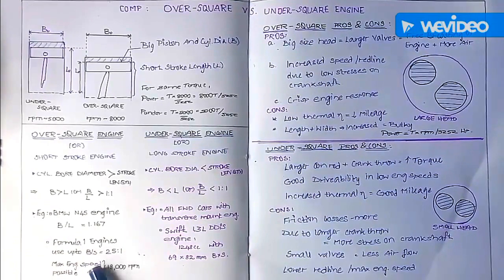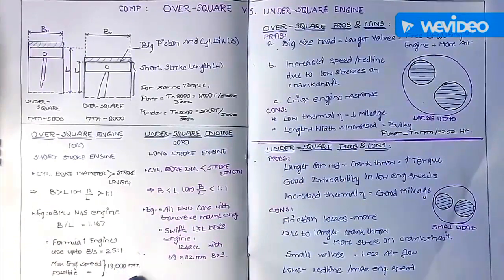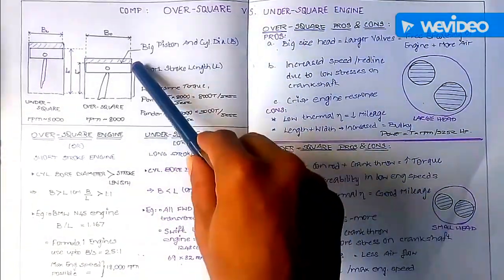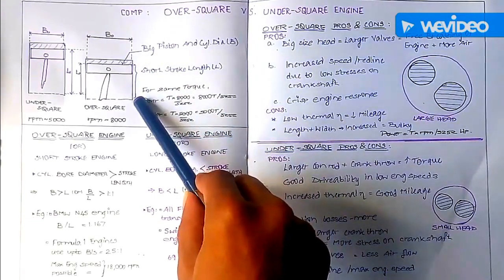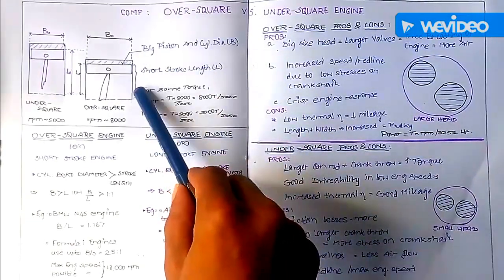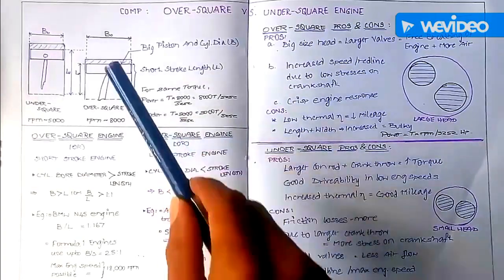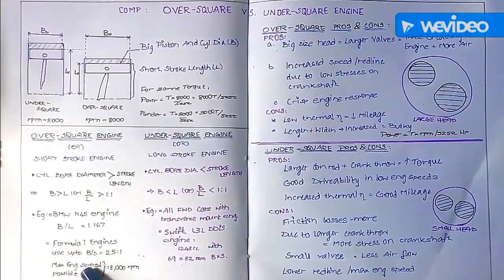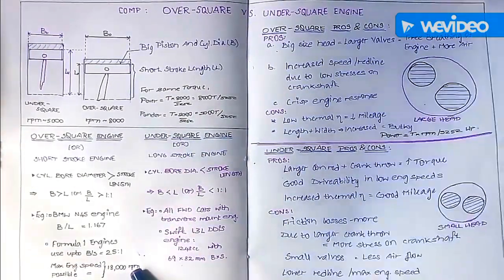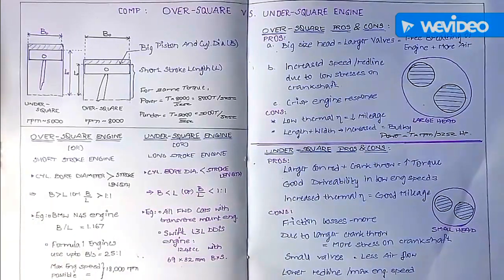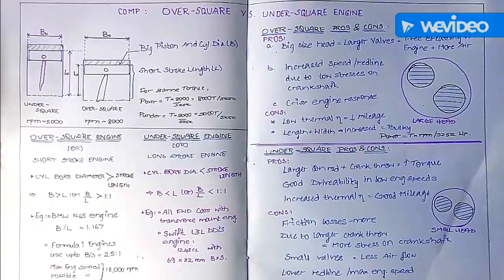The greatest advantage of using an over square engine is the maximum RPM. Since the piston has to travel a shorter distance for the same given amount of time, it can reach more RPM. That means the red line, or the peak RPM of the engine, is quite increased. Right here we see that Formula 1 engines can use up to 18,000 RPM.